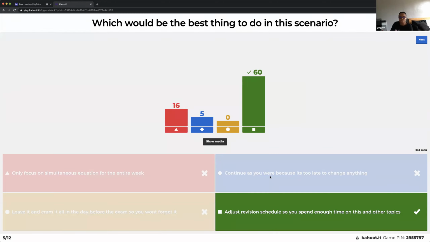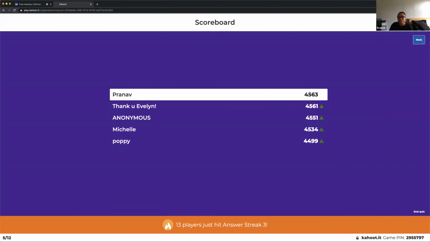That's brilliant. If you only focus on simultaneous equations for that entire week, there's a few scenarios which could happen. It could come up and you know exactly how to do it, but now you've forgotten how to do everything else. Or it might not come up at all and you just spent 7 days trying something that didn't come up in the exam. So the best thing to do is not only focus on just one topic you find difficult, just move your revision schedule around so you spend enough time on it to make sure that you understand it to get marks in the exam, but you're also making sure you're keeping on top of everything else. Right, brilliant. Well done, everyone.